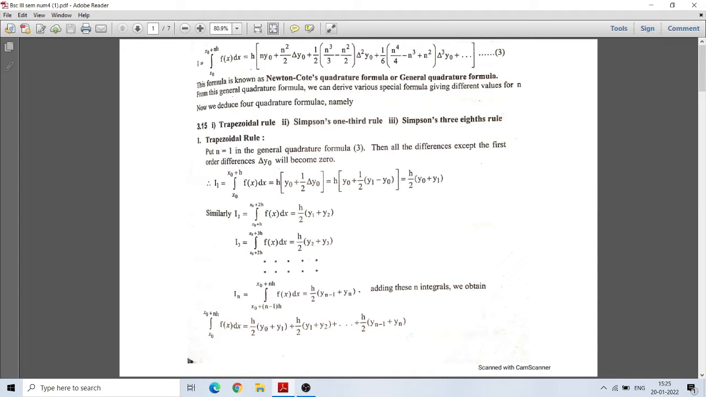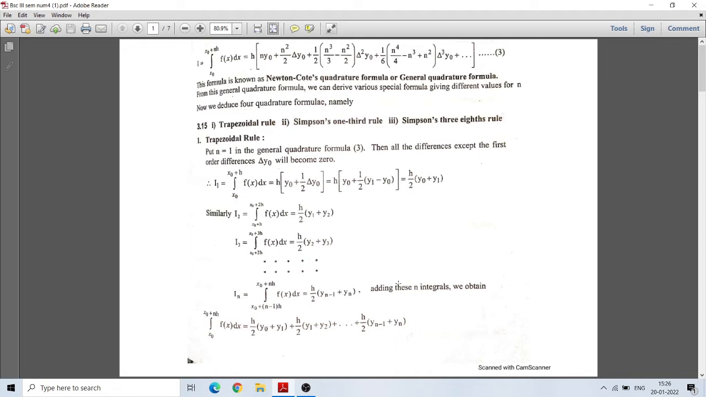From this quadrature, we know how to find the quadrature formula. Now consider the integral I is equal to integral a to b f of x dx, and take the values of x as x naught, x naught plus h, x naught plus 2h, then x naught plus 3h. Then y of x naught is y naught, y of x1 is y1, y of x2 is y2, and so on. All the values of y of x naught, y of x1, y of x2 are substituted in the main integral, I is equal to integral a to b f of x dx.